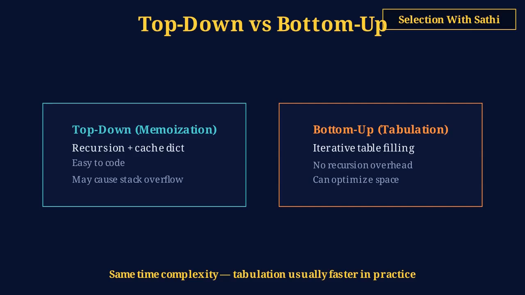Bottom-up, or tabulation, fills a table iteratively from the smallest subproblem upward. It avoids recursion overhead and stack overflow risks. In practice, tabulation is usually faster. Both give the same time complexity, but space can sometimes be optimized in bottom-up.